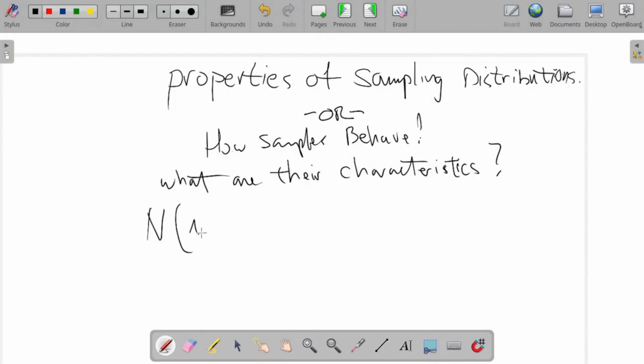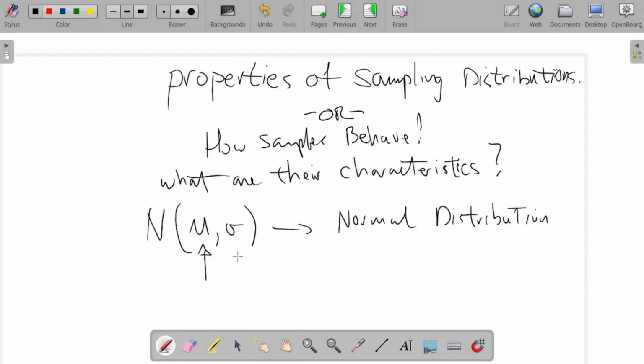The piece I want to point out is when you see capital N and then a bracket with mu and sigma in it, this is to be interpreted as shorthand for saying normal distribution. And it will be a normal distribution where the center is given by mu and the spread is given by sigma, typically your standard deviation, of course.